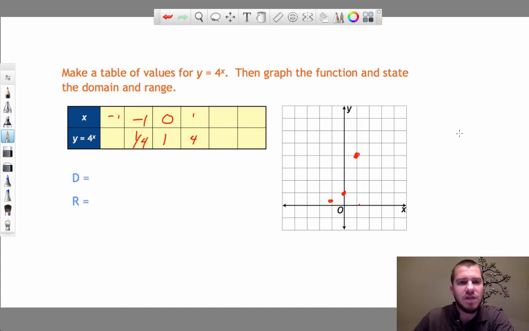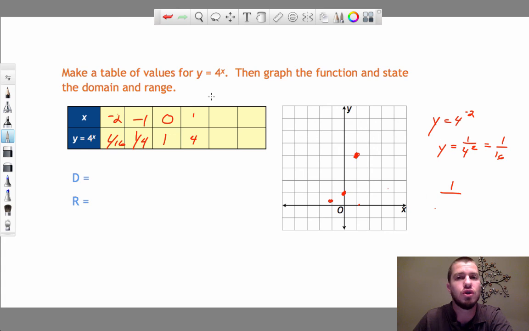If I plug in -2, y equals 4 raised to the -2. Again, because it's negative, I'm going to move it to the denominator, and that's going to be 1 over 16. And that's why you're going to have this asymptote: it doesn't matter how far x gets to be a negative, it's never going to make the y value negative. It's always just going to be 1 over a larger and larger number, which makes that number closer and closer to 0.